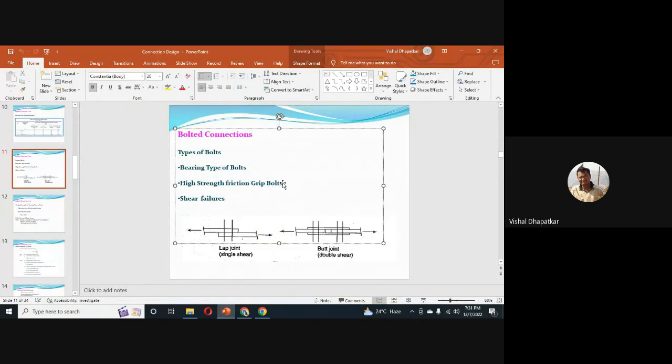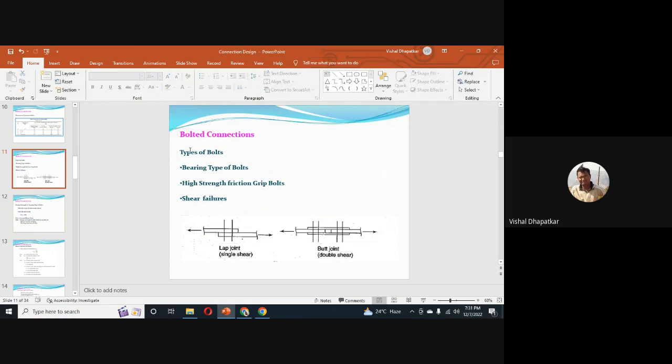In this case, we tighten the bolt to a certain tension level, so that there will be a friction between the two plates. Okay, so the types of bolts are clear.